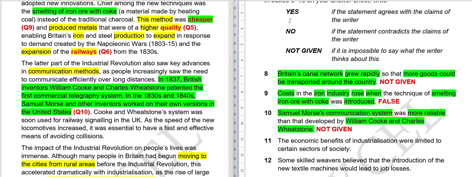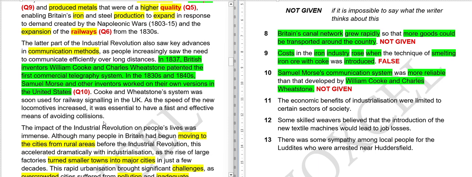If we say yes or no, in both cases it will be marked as incorrect, because there is no comparison, and without comparison you cannot arrive at any conclusion. So that's why we will have to say not given. Hope it is clear. Moving on to the 11th question.